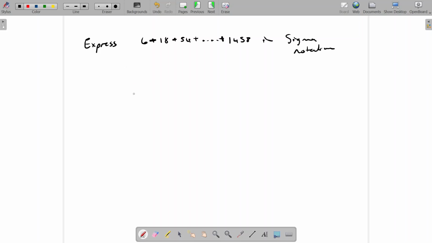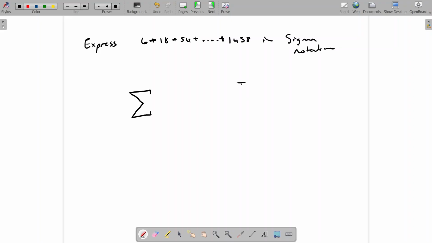So what we're going to do is write down the sigma. We're going to look at these terms, and we're going to see that term 1 is 6, term 2 is 18, and term 3 is 54. I hope you agree with me that this is not linear, so it's not arithmetic. And since I'm multiplying by 3 each time, I know it is geometric, more specifically with r equaling 3.